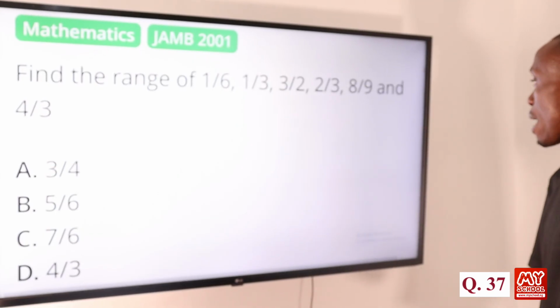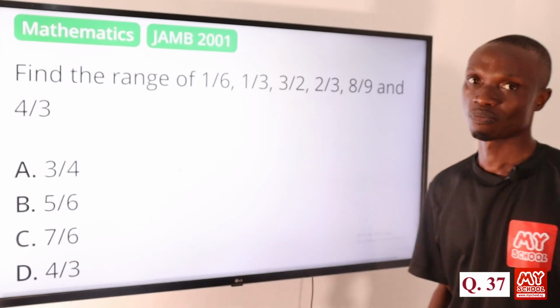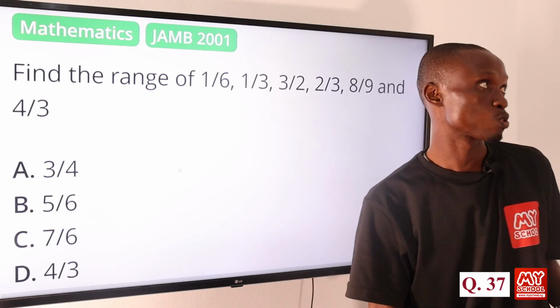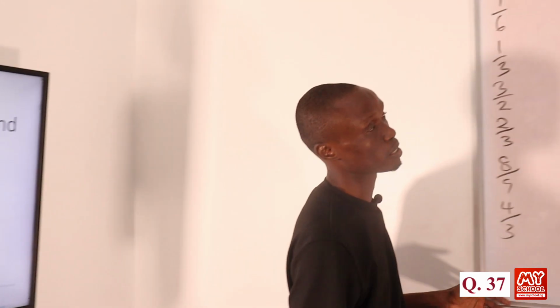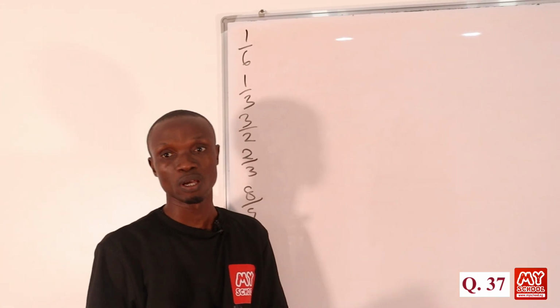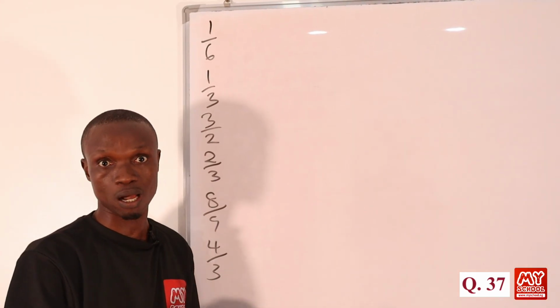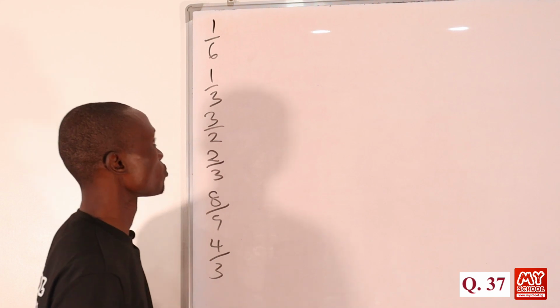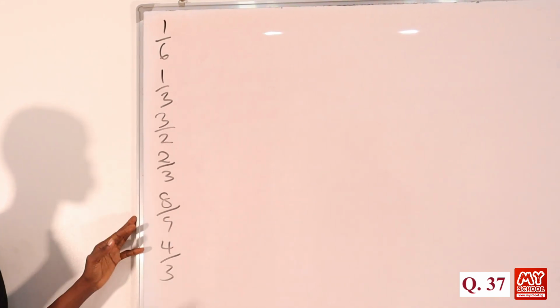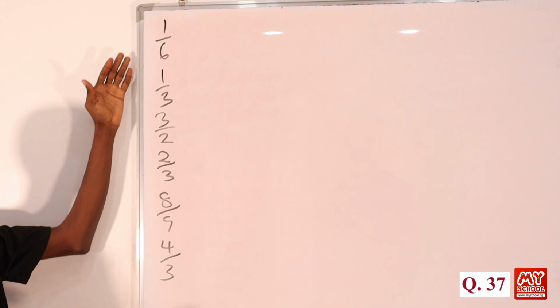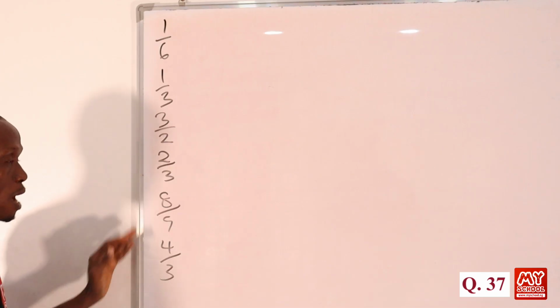Question 37. Find the range of 1 over 6, 1 over 3, 3 over 2, 2 over 3, 8 over 9, and 4 over 3. So let's move over to the board to answer this question. Remember that the formula for calculating range is the highest data minus the lowest data. But in this case we are given fractions, so first of all we'll find the largest fraction and the smallest fraction.